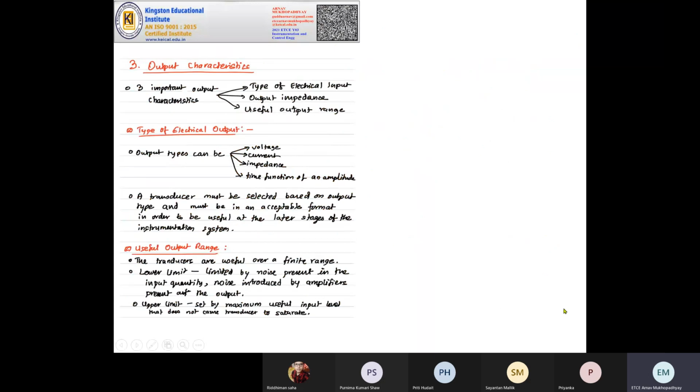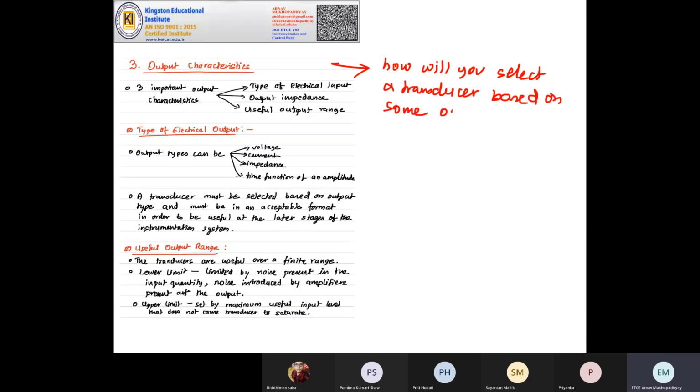Okay, so next come the output characteristics, and we are almost out of time. Still, I will say a little about output characteristics. Output characteristics means how will you select a transducer based on some factors at its output port.